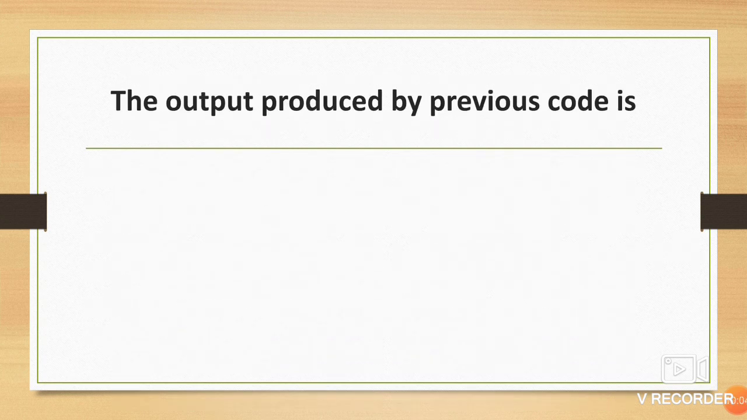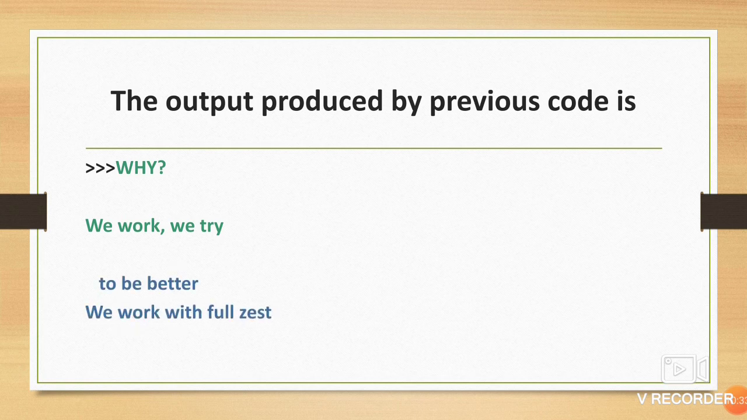The output produced by the previous code is, for the first call of read, it will print "y? we work, we try". This output we also got from the first program. And from the next read function, in which we read 50 bytes, the output will be "to be better, we work with full zest". So this type of output will be produced.